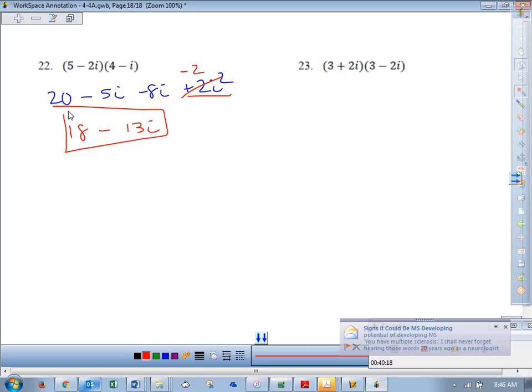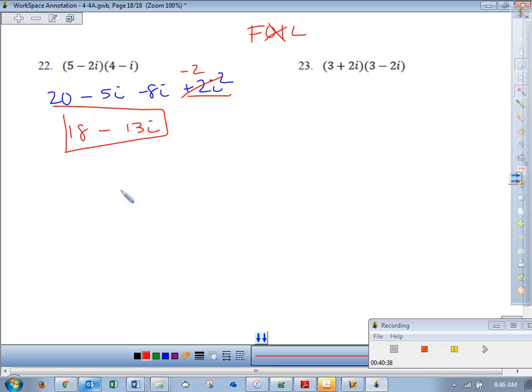Last one, notice anything about those two numbers? Conjugates. Do you want to do it the long way, or do you want to do it the short way? What happens when you multiply conjugates together in the FOIL process? What happens every single time? The outside guys and the inside guys add up to be nothing.